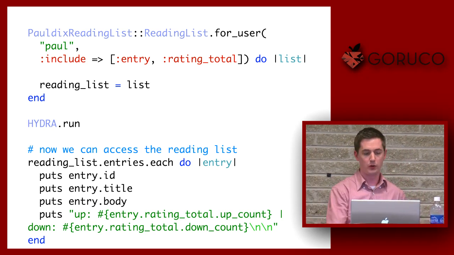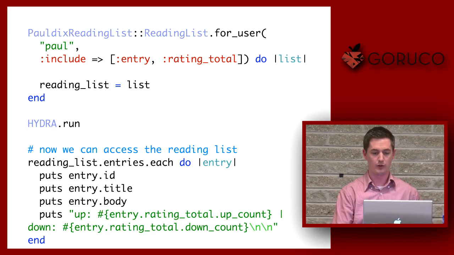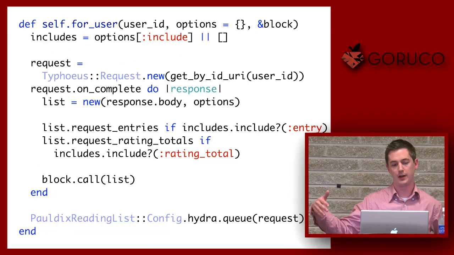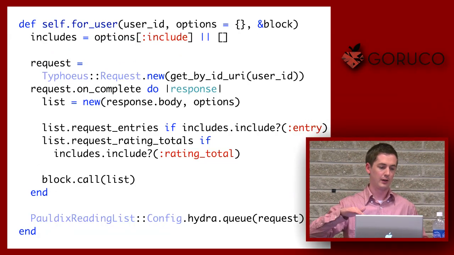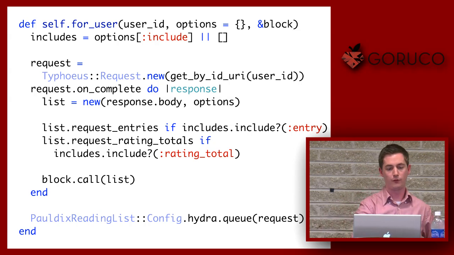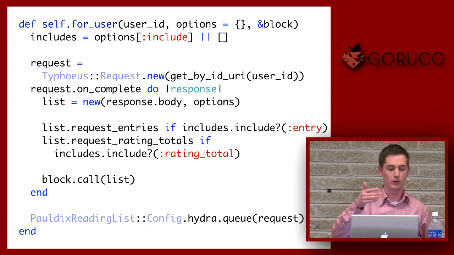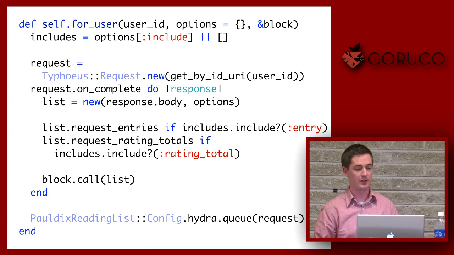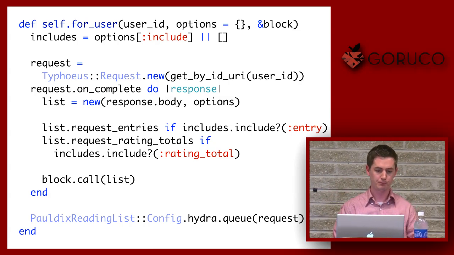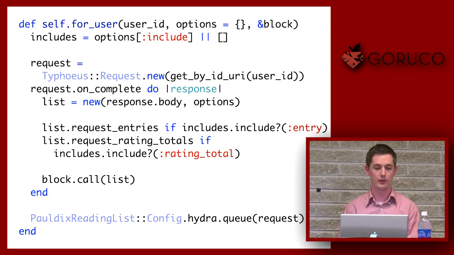So at that point, you can scroll through the reading list and actually do stuff. So here's what that looks like under the covers. Here we can see that for user is a class method, and really all it's doing is creating a request object and assigning an onComplete handler to it. So once the request is complete, it will actually go through.